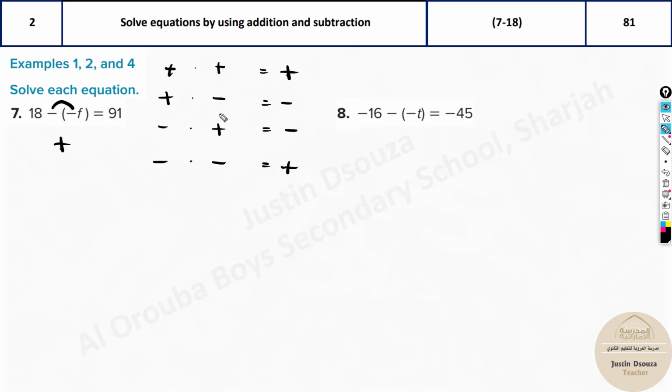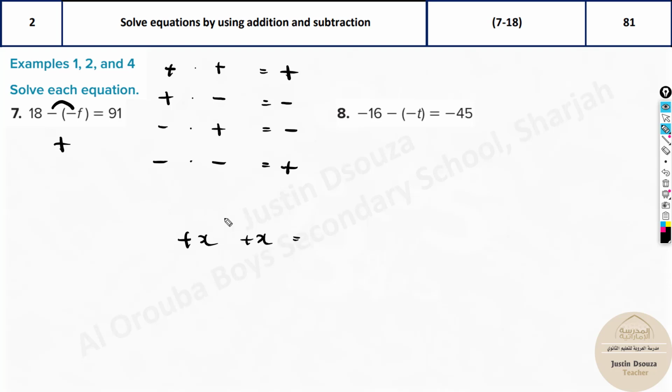So these are the things. Whenever both are negative or both are positive, it will be a plus sign. The sign changes to positive, because minus of minus would be adding it up. But if it's 1 plus and 1 minus, or 1 minus and 1 plus, you have to write the negative sign. Okay.